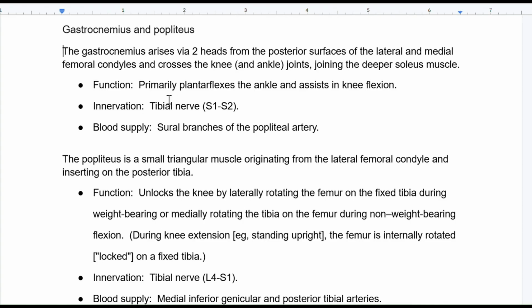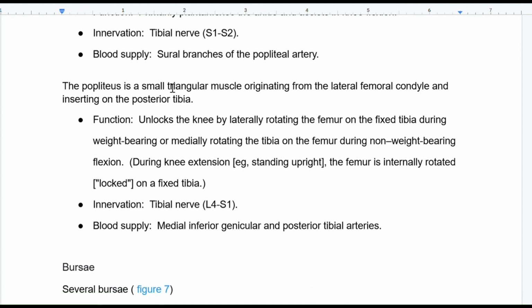Okay. The gastrocnemius arises via 2 heads from the posterior surfaces of the lateral and medial femoral condyles and crosses the knee and ankle joints, joining the deeper soleus muscle. Function: primarily plantar flexes the ankle and assists in knee flexion. Innervation: tibial nerve S1 to S2. Blood supply: sural branches of the popliteal artery.